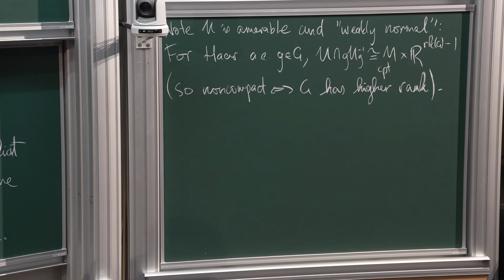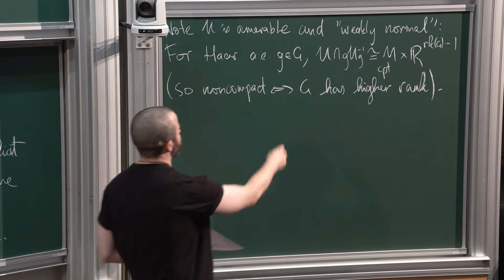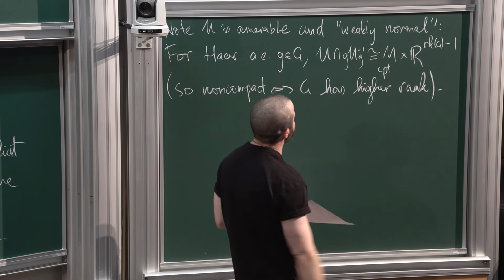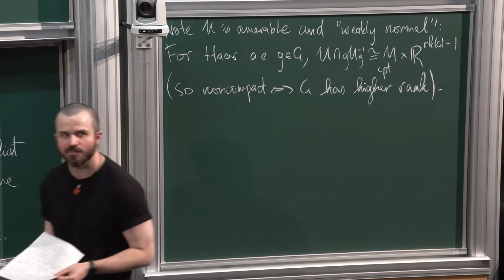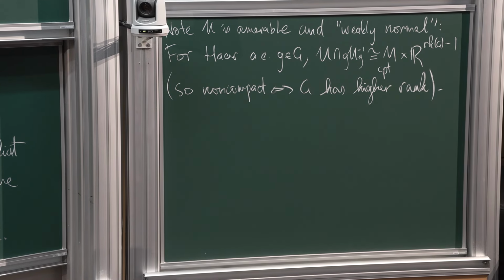OK, someone assures me that this is not very difficult to check in general. I can do it for SL_N(R) and SL_2(R) times SL_2(R). That's good enough for me. But maybe you're more advanced.